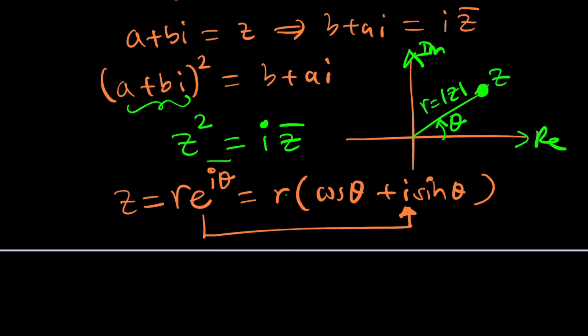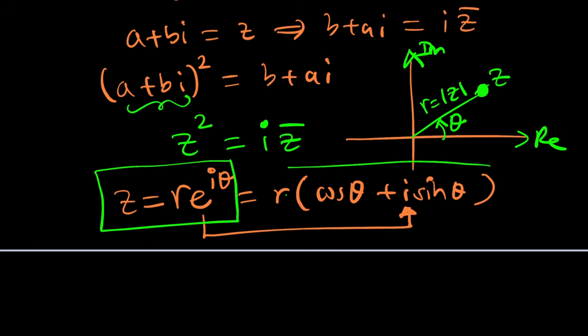But we're going to use the more compact form, which is r times e to the i theta, because it's a lot easier to exponentiate. Imagine you try to raise this to the 10th power. Raising this to the 10th power would be a lot easier, don't you think? If not, then go ahead and test it out.